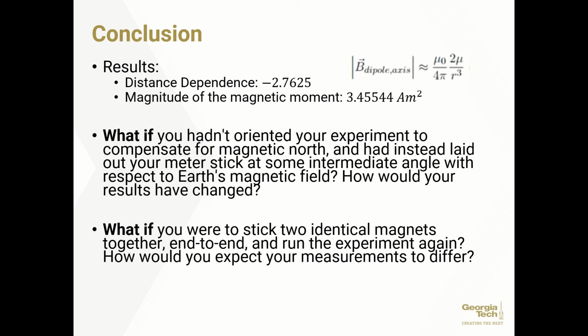So what if I were to stick two identical magnets together end to end and run the experiment? How would my measurements differ? Well, in this case, the magnetic field would be a lot stronger, and this would cause those distances that I measured to be smaller. So thank you for listening.